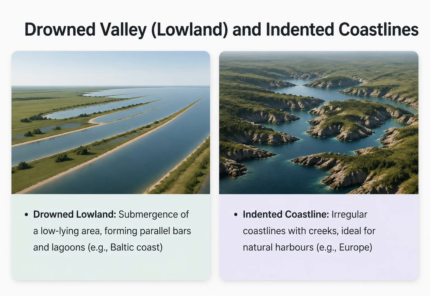When a very flat, low-lying coastal plain is submerged, it forms a drowned lowland coast, characterized by shallow waters and a series of sandbars enclosing lagoons, like the Baltic coast. More broadly, any submerged coast with highly irregular creeks and inlets is called an indented coastline. These deep, sheltered indentations make absolutely ideal locations for natural harbors.